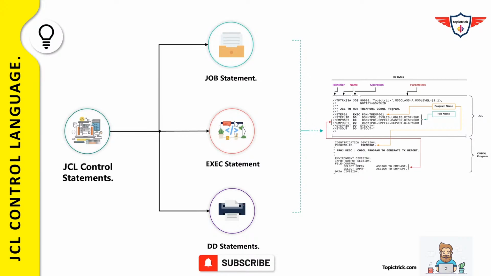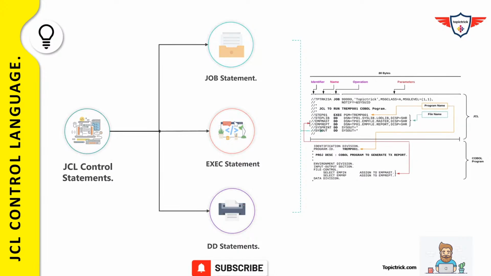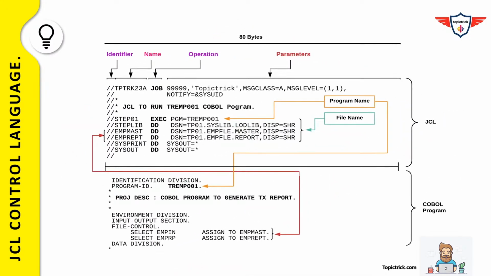If you look at the right-hand side of your screen, you have an example, and it illustrates how the job control statements are linked to the COBOL program name or the file names. In the top section you have a sample JCL that will execute the program TREMP001, and the bottom section is a small snippet picked up from the COBOL program. The first two lines of the JCL are a job card.